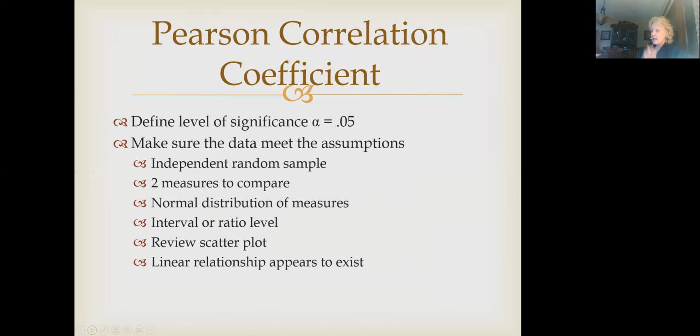So the next step is we use the Pearson correlation. We had normally distributed data, and we also had interval or ratio level data. So we defined the level of significance as alpha at 0.05. We made sure the data met the assumptions. So there were independent random samples, there were two measures to compare, there was normal distribution, interval or ratio level data. We reviewed the scatter plots, and it looked like linear relationships existed.